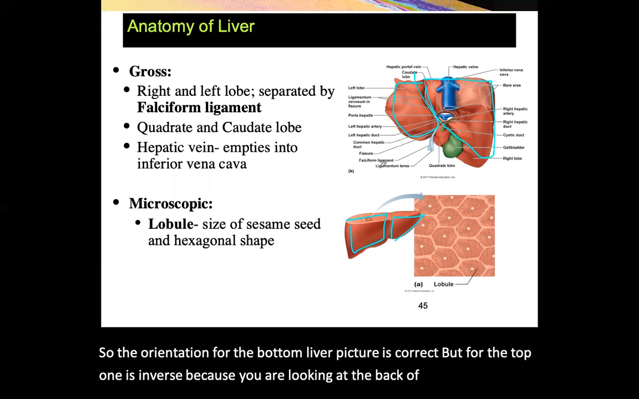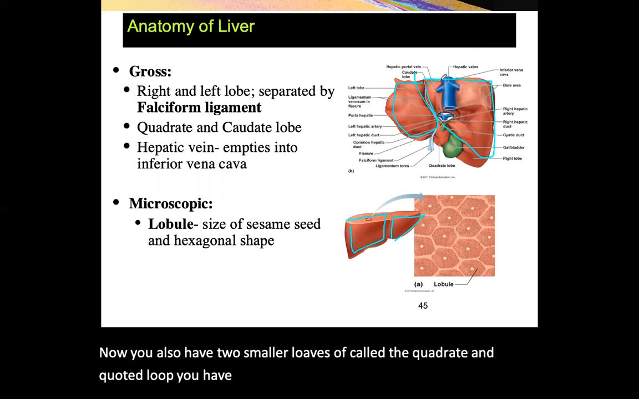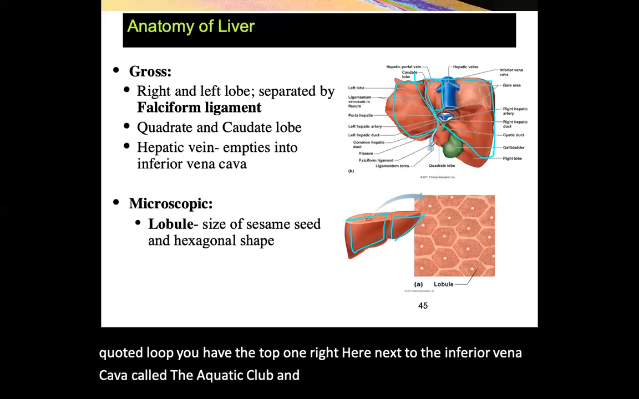Now you also have two smaller lobes called the quadrate and caudate lobes. You have the top one right here next to the inferior vena cava called the caudate lobe, and the one that is next to your gallbladder is called the quadrate lobe.